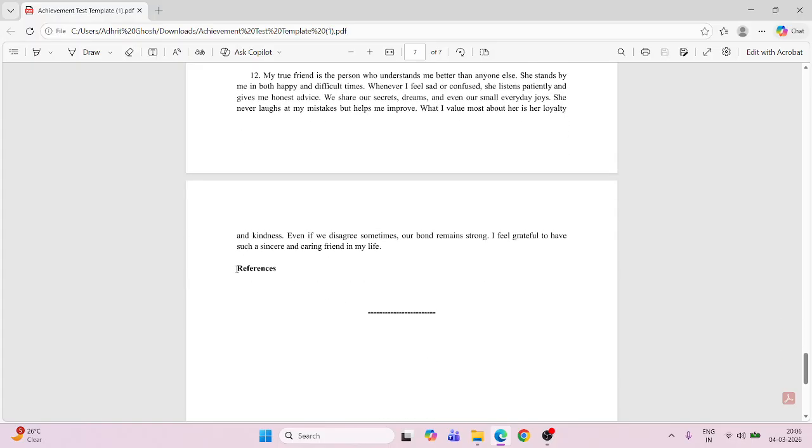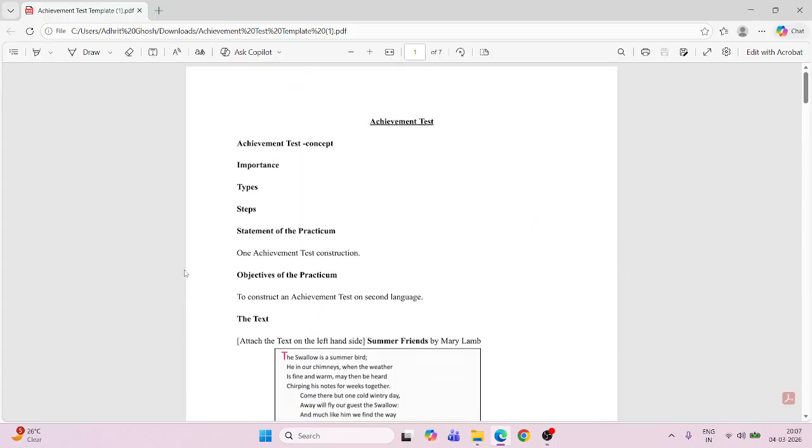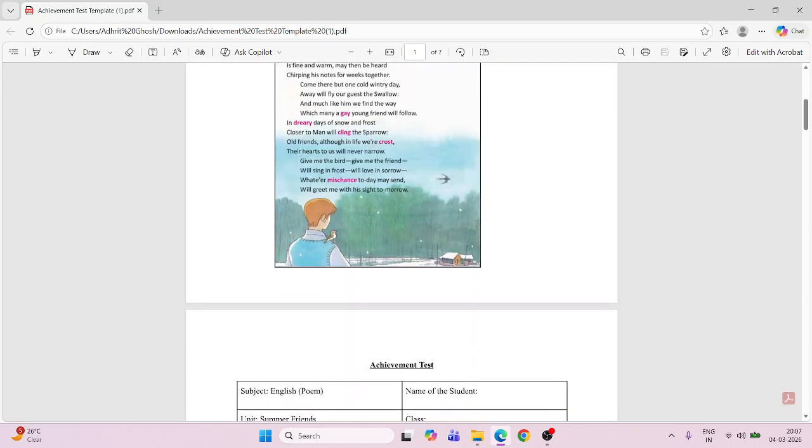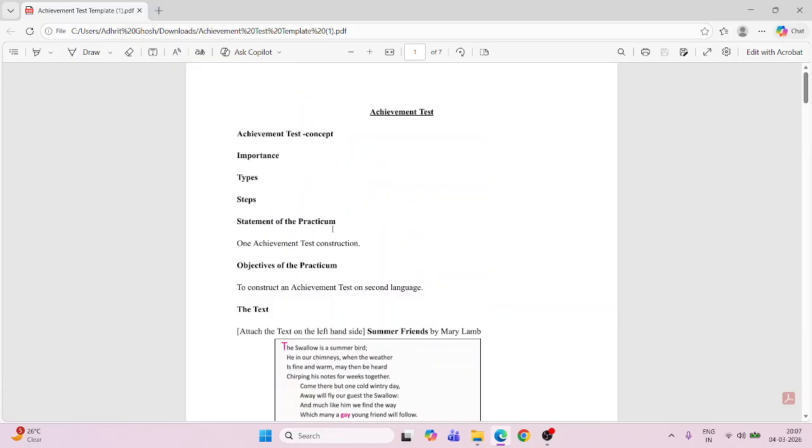And then finally, you have to write down the references. References for what? For the introductory part where you had written the introduction: what is achievement test, types, steps, all these things. For that, you need references. All right. So this is the overall structure of achievement test.